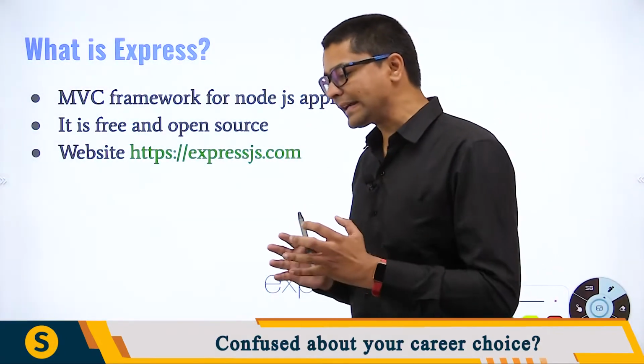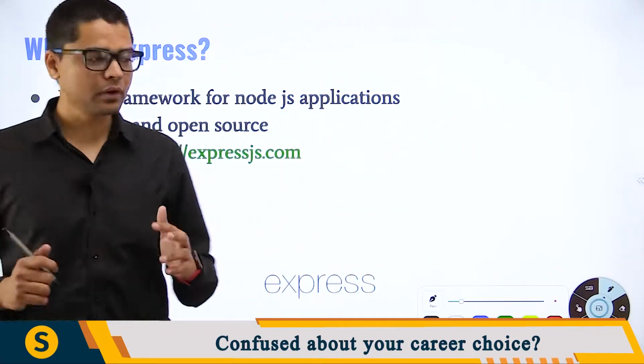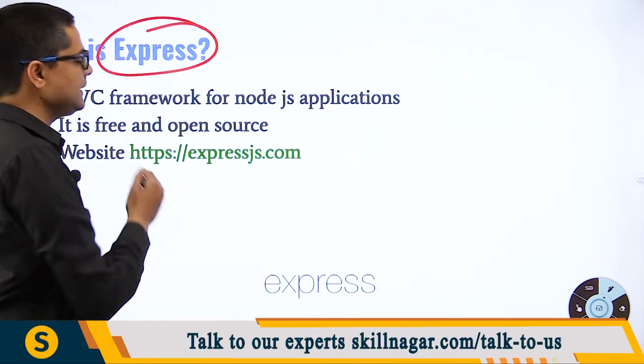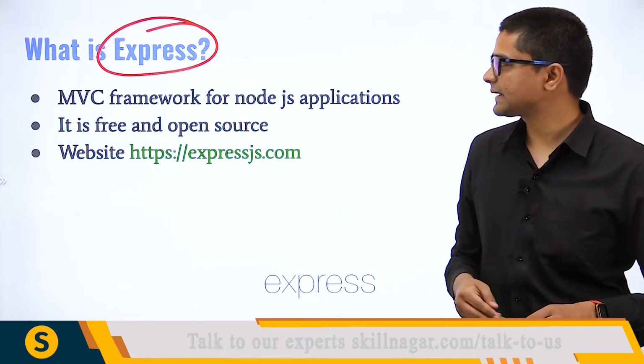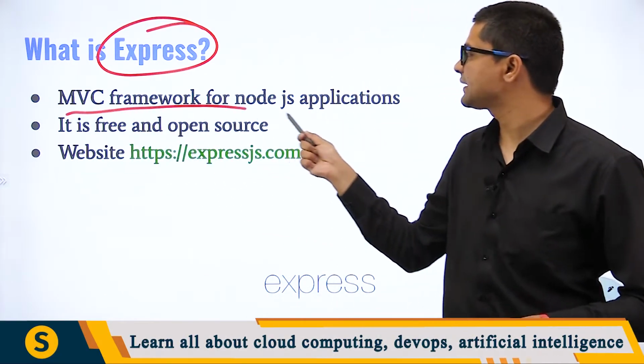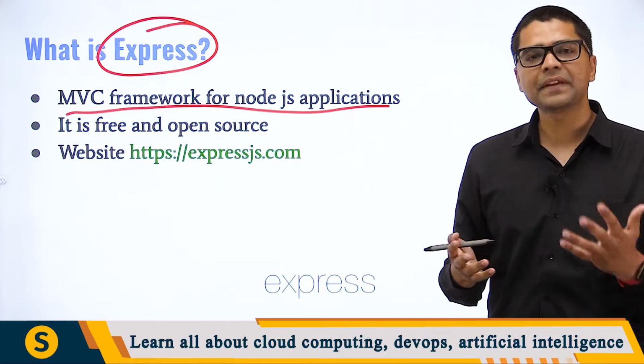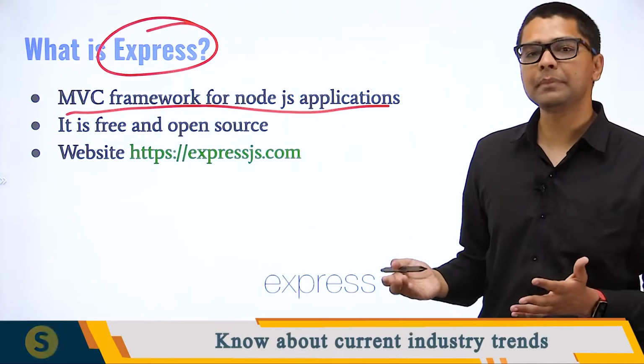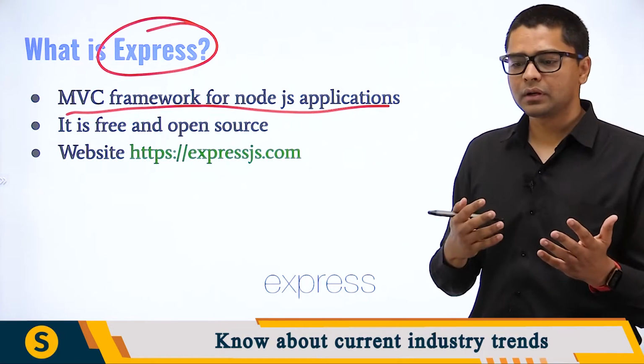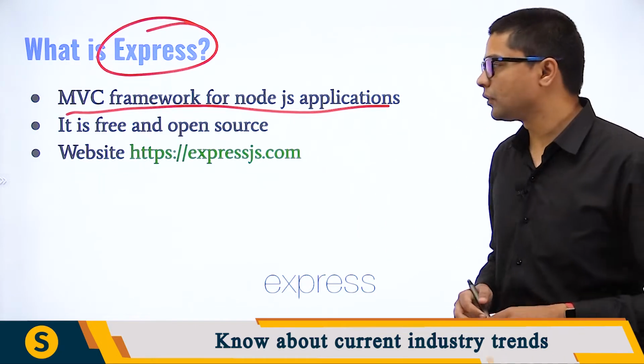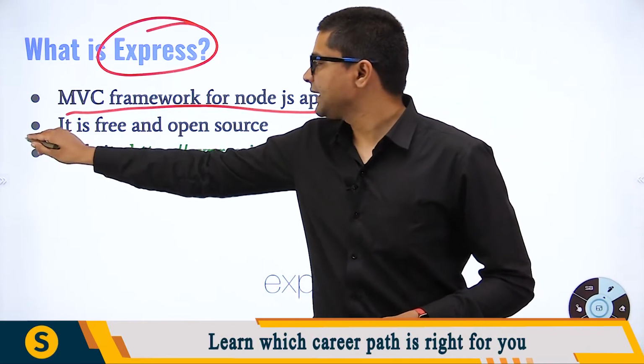Okay, now the second component stands for Express, which has E in it. If I have to be very honest with you, Express is an MVC framework for Node.js applications. So this is a framework on which you are going to build your application, which runs on the platform of Node.js. It is obviously free and open source.